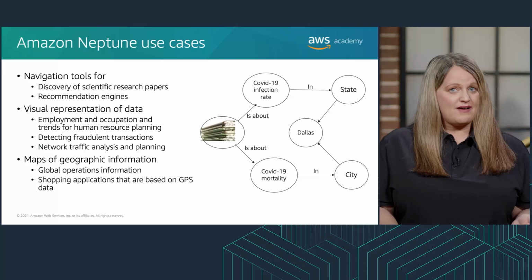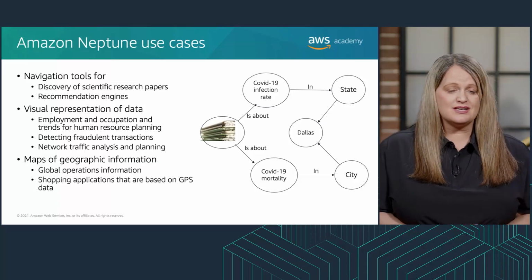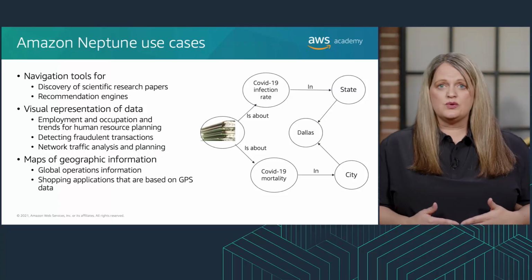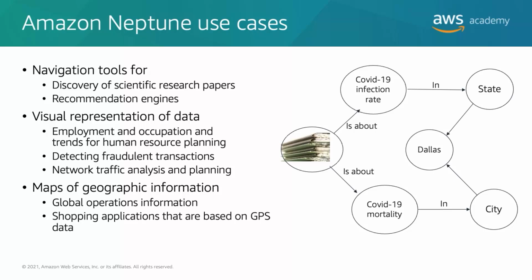Here are a few examples of how Amazon Neptune has been used to do this. First, Neptune has been used for navigation tools. Examples include researchers looking for connections between scientific papers and recommendation engines. Neptune has also been used to provide visual representation of data. Examples of this include employment and occupational trends for human resources planning, fraud detection, and analyzing network traffic. Finally, Neptune has been used for geographic visualizations. Some examples include global operations for a multinational company, and building shopping applications based on GPS data.